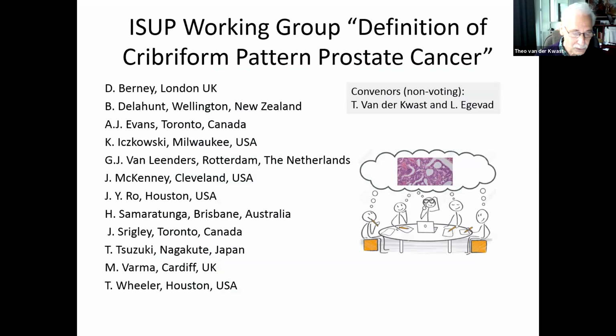Members of the working group are listed on this slide, and the conveners were Lars Eggevat from the Karolinska Institute and myself. The working group members are all well-known uropathologists from different parts of the world, as you can see, and 7 of them published outcome studies on the topic. The working group employed a Delphi technique, that is repeated surveys on the same images and same questions to obtain consensus opinion. The 2 conveners, that means Lars Eggevat and myself, were not allowed to vote.